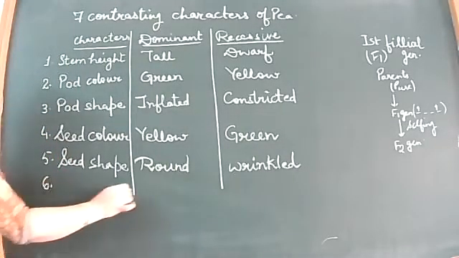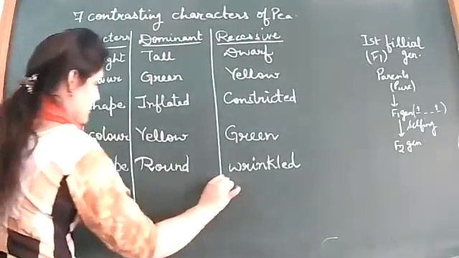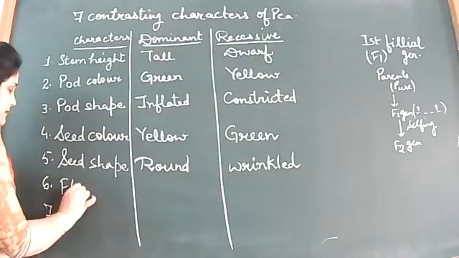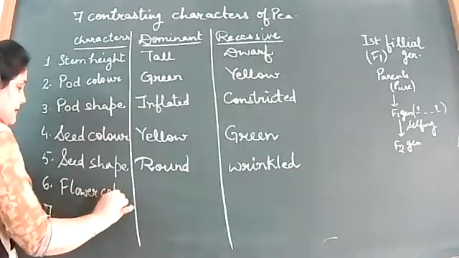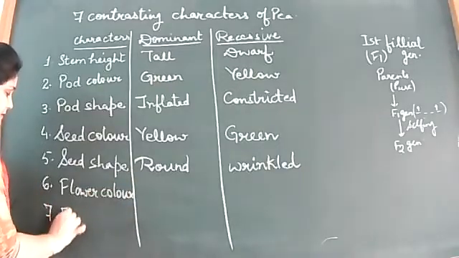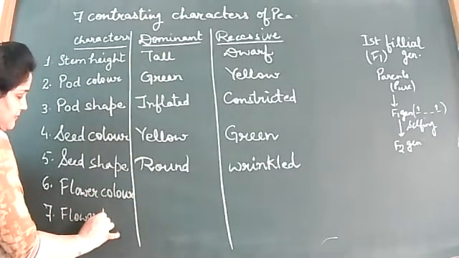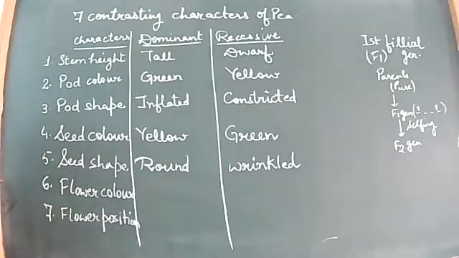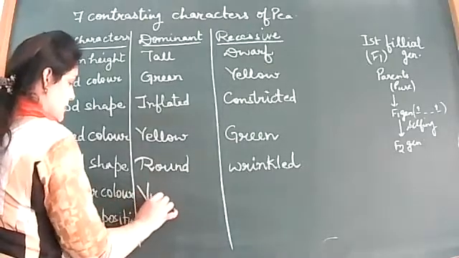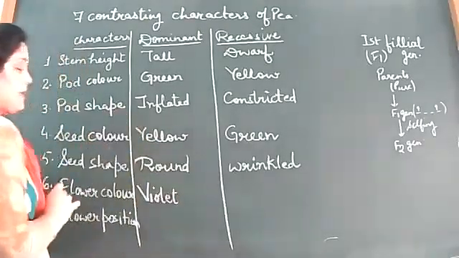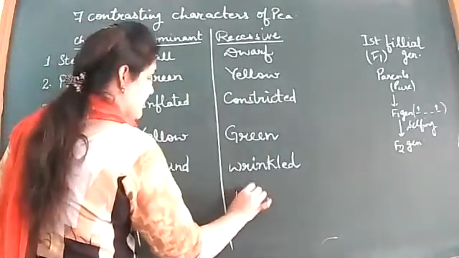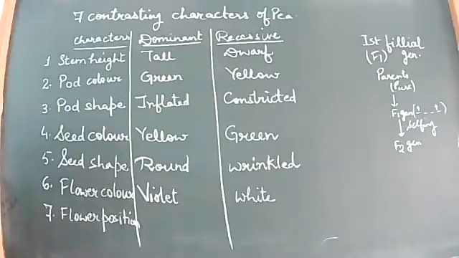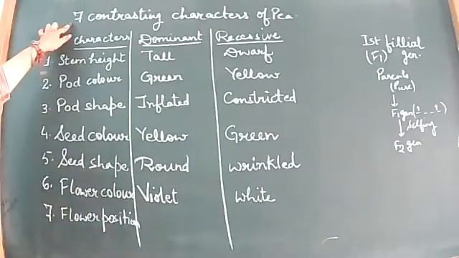Then there is flower color and flower position. The next two features are for the flower. One is flower color and another is flower position. Flower color: violet is dominant and white is recessive. And the last, seventh feature of the seven contrasting characters.